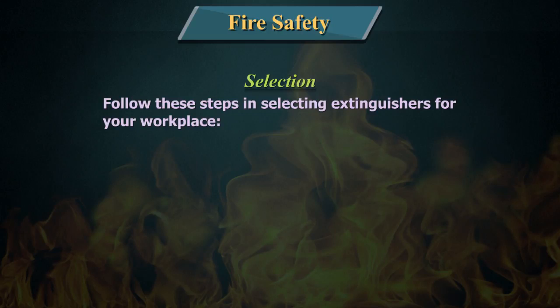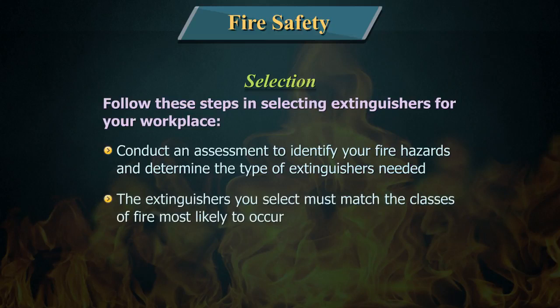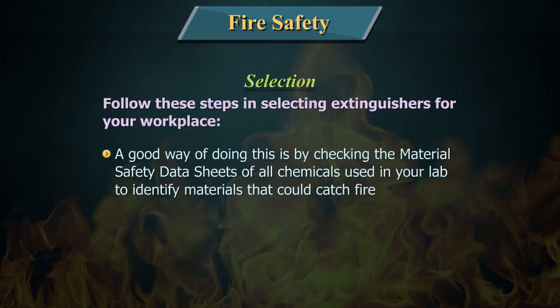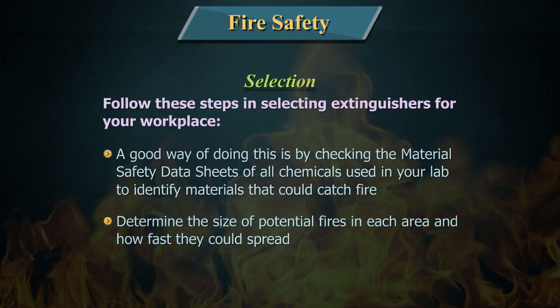Follow these steps in selecting extinguishers for your workplace. Conduct an assessment to identify your fire hazards and determine the type of extinguishers needed. The extinguishers you select must match the classes of fire most likely to occur. A good way of doing this is by checking the material safety data sheets of all chemicals used in your lab to identify materials that could catch fire. Determine the size of potential fires in each area and how fast they could spread.